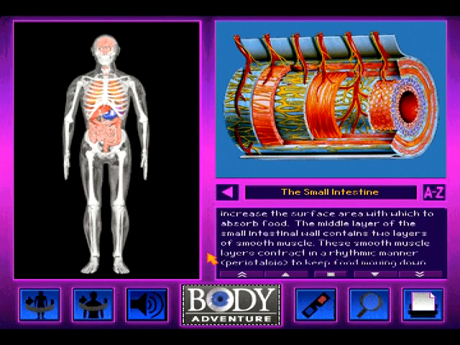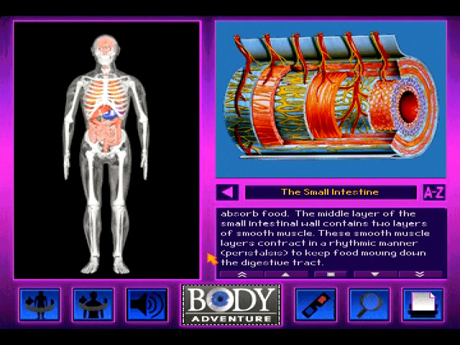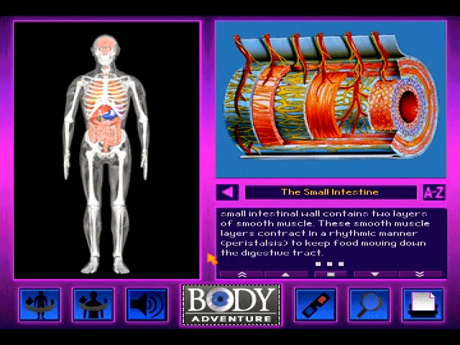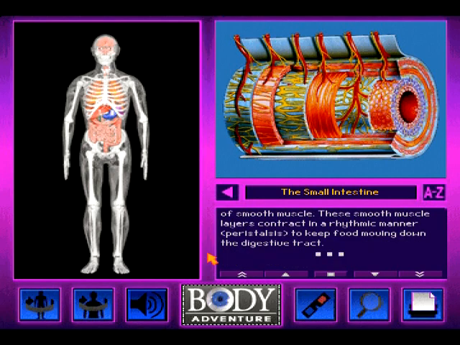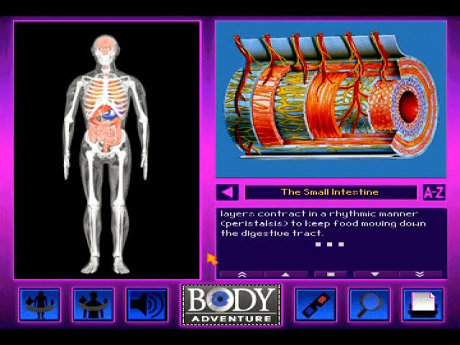The middle layer of the small intestinal wall contains 2 layers of smooth muscle. These smooth muscle layers contract in a rhythmic manner, peristalsis, to keep food moving down the digestive tract.